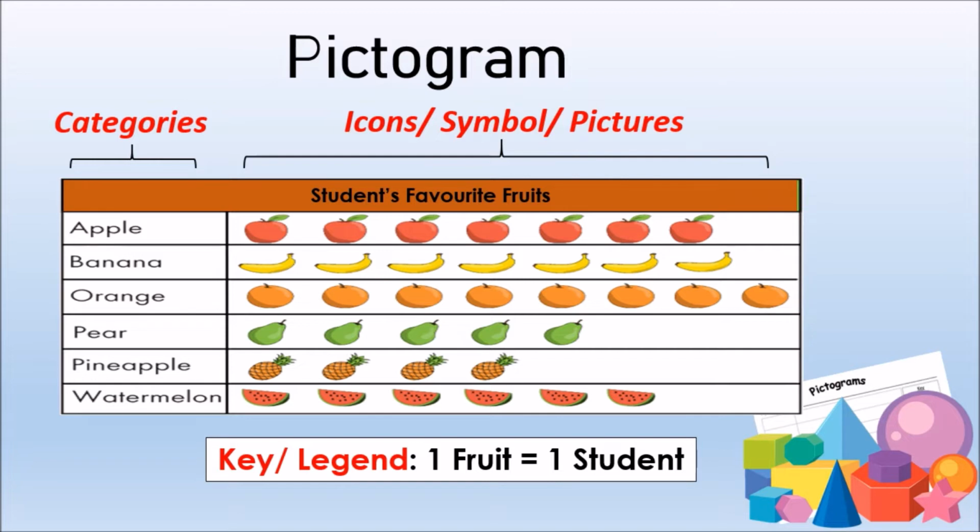Therefore, the favorite fruit of 7 students is apple. 7 students like banana. The favorite fruit of 8 students is orange. The favorite fruit of 5 students is pear. 4 students like pineapple. And 6 students like watermelon.